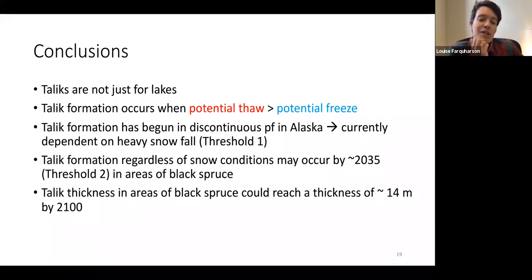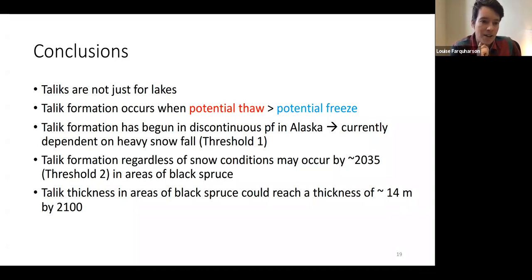So in conclusion, taliks are not just for lakes. Other work recently has really emphasized, and I should have touched on this earlier, that we're seeing talik formation at sites where we have wildfire disturbance that's quite widespread. So we're starting to understand that talik development is going to be much more widespread as we have an increase in wildfire. But now also, as we see summer thaw exceeding winter freeze depths, we're going to have that process occur in lakes, wildfire sites, and also just terrestrial areas, subaerial areas.